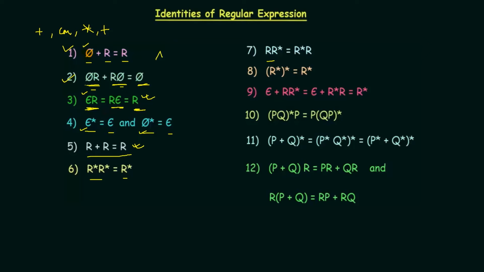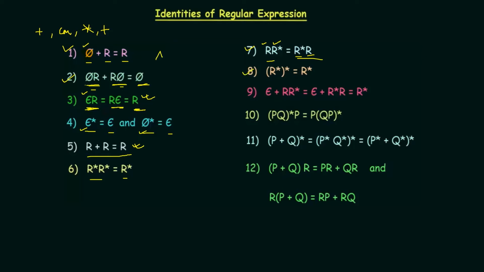The next one, number 7, r star r equals r r star. There is no problem in it. That means a single regular expression and the closure of a regular expression, their concatenation is equal to the vice versa, that is the closure of a regular expression and the single regular expression.